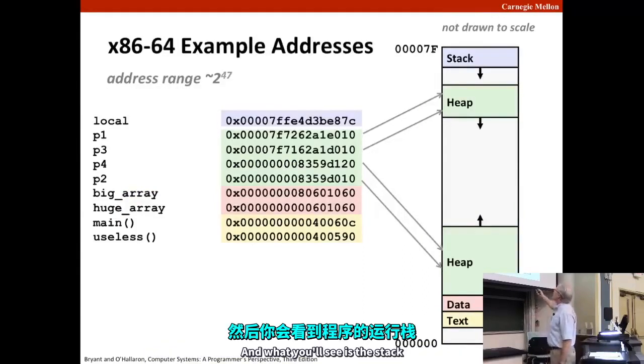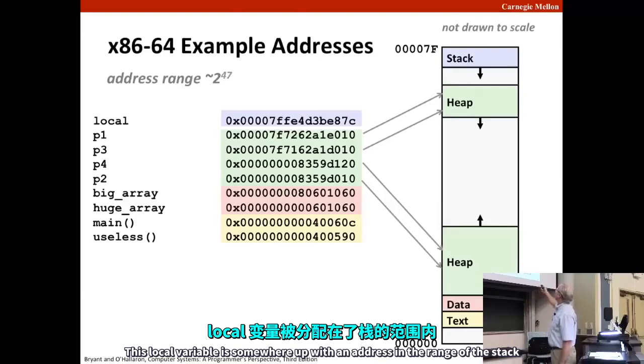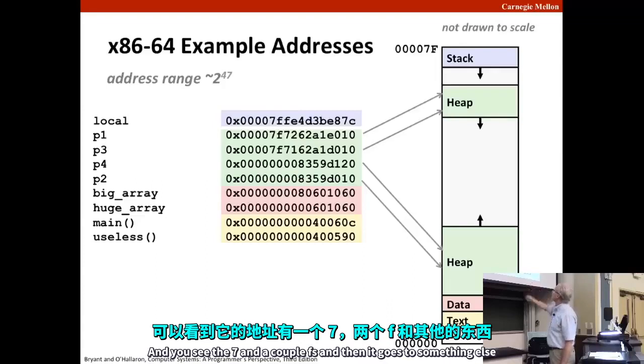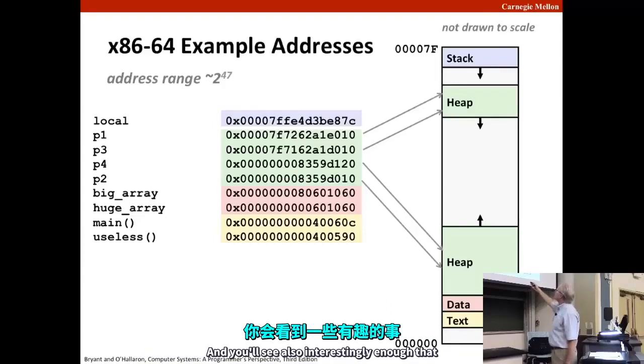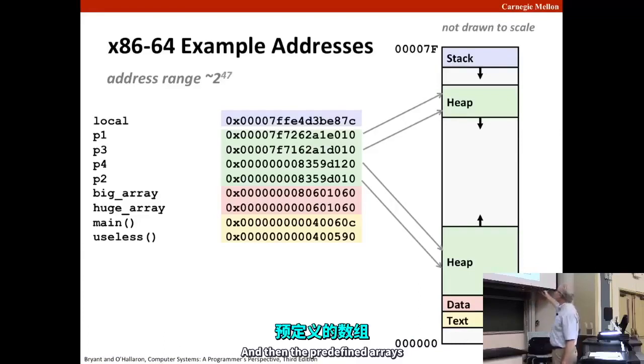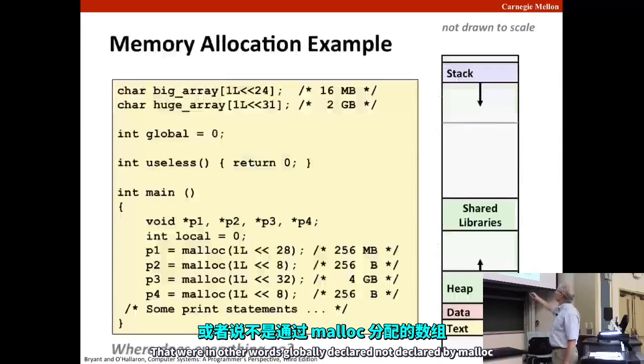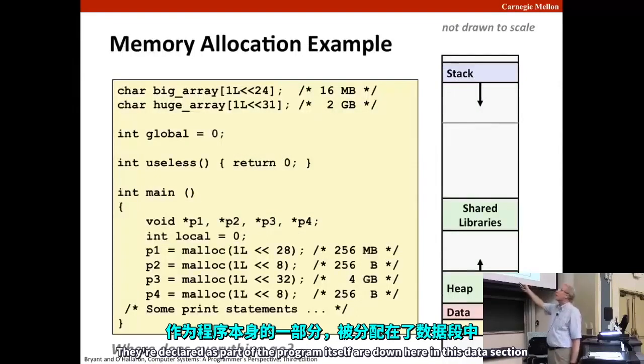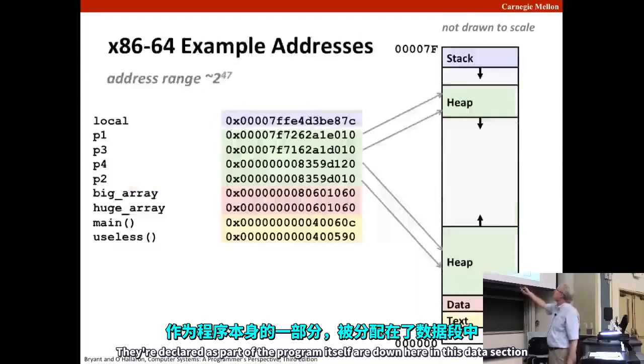And what you'll see is the stack, this local variable, is somewhere up with an address in the range of the stack, and you see the 7 and a couple Fs, and then it goes to something else. And you'll see also, interestingly enough, looking down at the bottom, this yellow color is things relegated to the text segment, the main function and this function I declared called useless. And then the predefined arrays, in other words, globally declared, not declared by malloc, they're declared as part of the program itself, are down here in this data section.